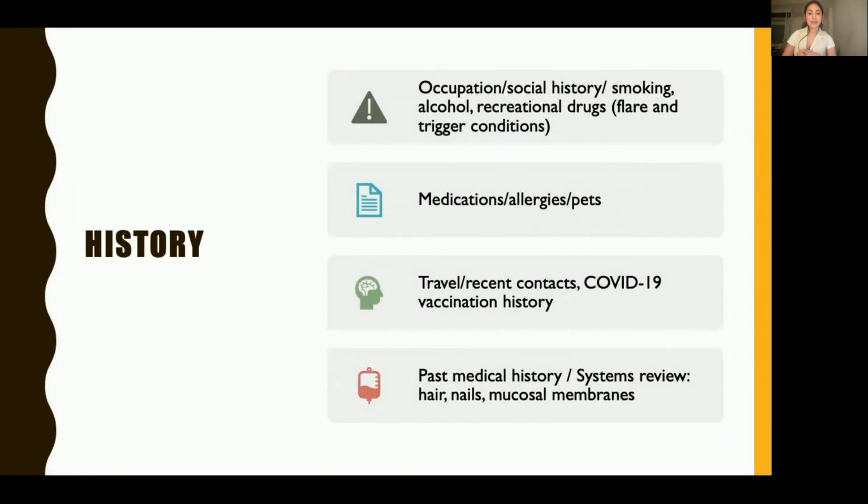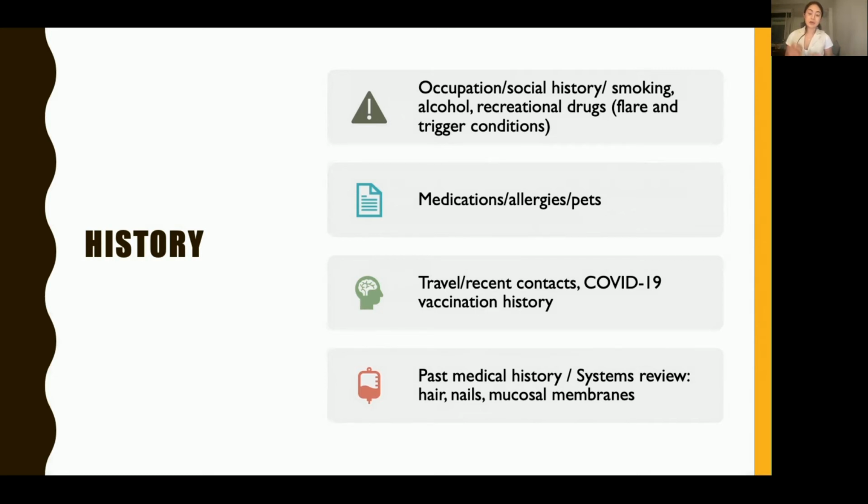Okay, so then go on to asking generally about their occupation and social history. So do they smoke? Do they drink? Do they do any recreational drugs? All of which can flare and trigger certain conditions, and I'll come back to recreational drugs actually. And then ask about medications, allergies, and pets.